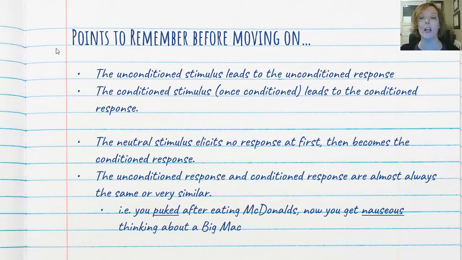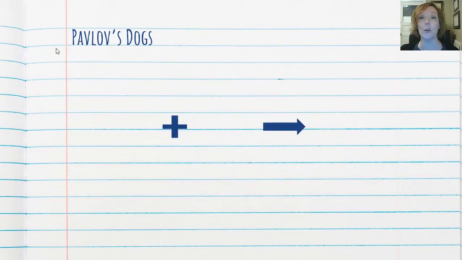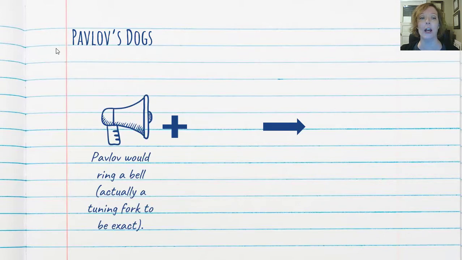For example, if you acquired food poisoning after you ate at McDonald's and you puked, and now you get nauseous just thinking about a Big Mac, you have made an association. And so just thinking about the Big Mac is a thought. It is considered a neutral stimulus until you have associated it. So let's talk a little bit more about Pavlov's experiment. So Pavlov's dogs. He started out when he noticed that the dogs were salivating before they were actually presented with the food.